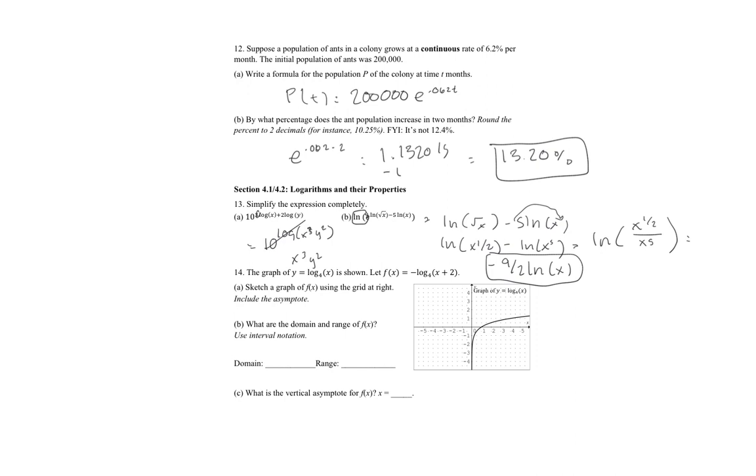Okay, so for number 14, we're given a graph of log base 4 of x, and then we have some transformations that are being applied to it that we have to graph. And so it looks like by these transformations, that negative tells us that we're going to be reflecting across the x-axis, and then this x plus 2 within the log means we're going to shift it left 2 units, right?